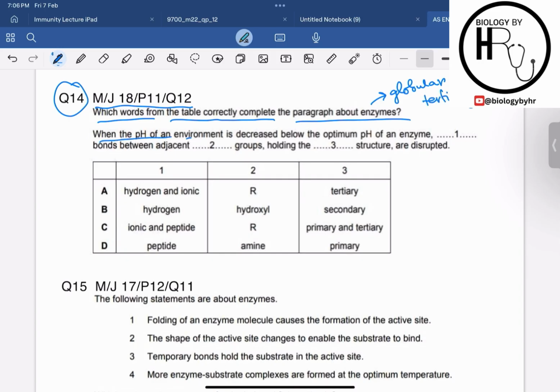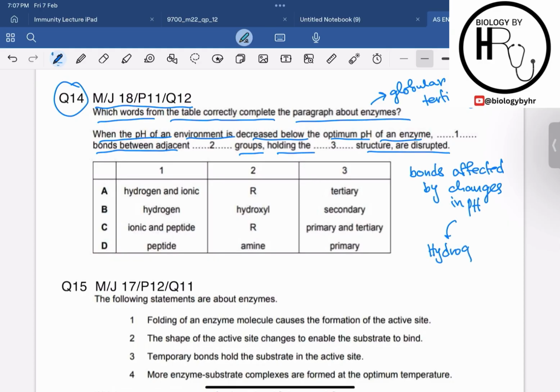When the pH of an environment is decreased below the optimum pH of an enzyme, the dash bonds between the adjacent dash groups holding the dash structure are disrupted. Alright, so let's look at the options one by one. The bonds which are affected by the changes in pH are the two types of bond, which are the hydrogen bond and the ionic bond. Hydrogen and ionic bond, right?